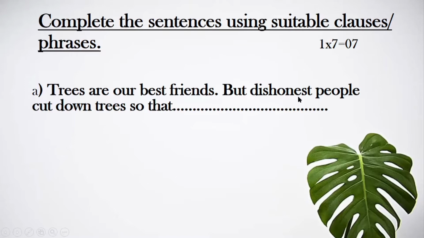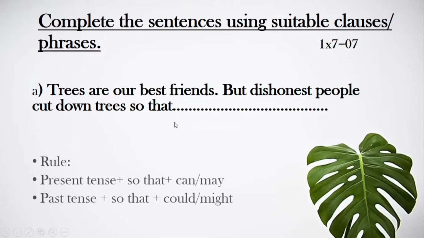Here in this sentence, dishonest people cut down trees is a clause, and we have to use another clause because we have a connector over here. And there is a rule regarding this connector so that. The rule is, if the connector so that is connecting two sentences, and if the first sentence is in present tense, we have to use can or may in the next clause as an auxiliary verb. We have to use can or may. And if the tense is past tense, then we have to use could or might in the next clause that we are going to use.